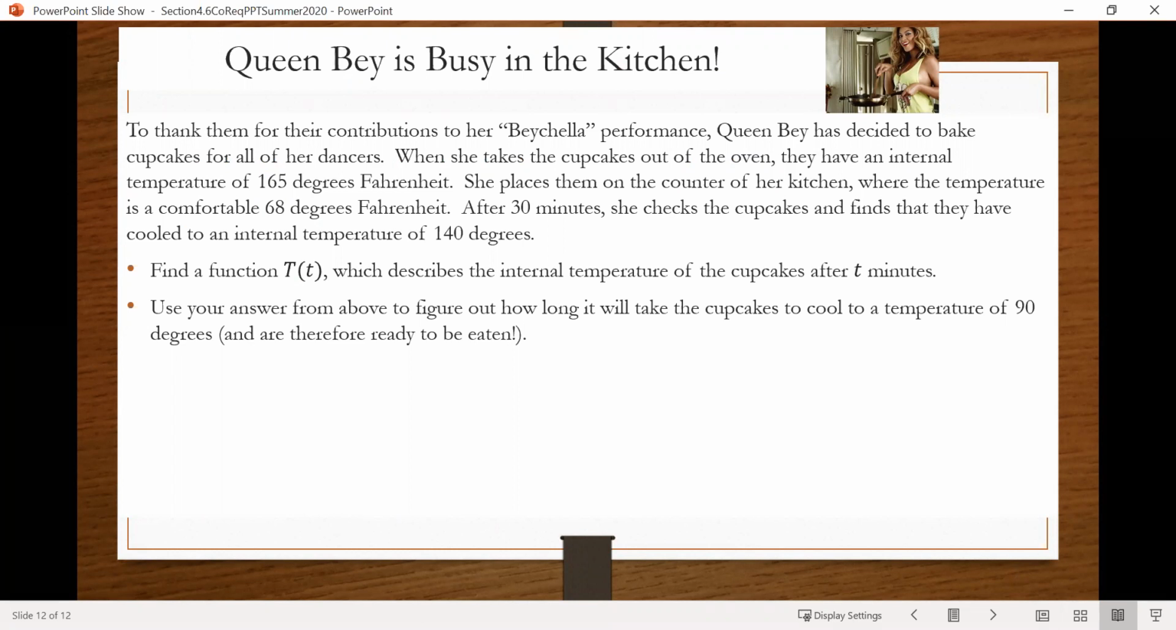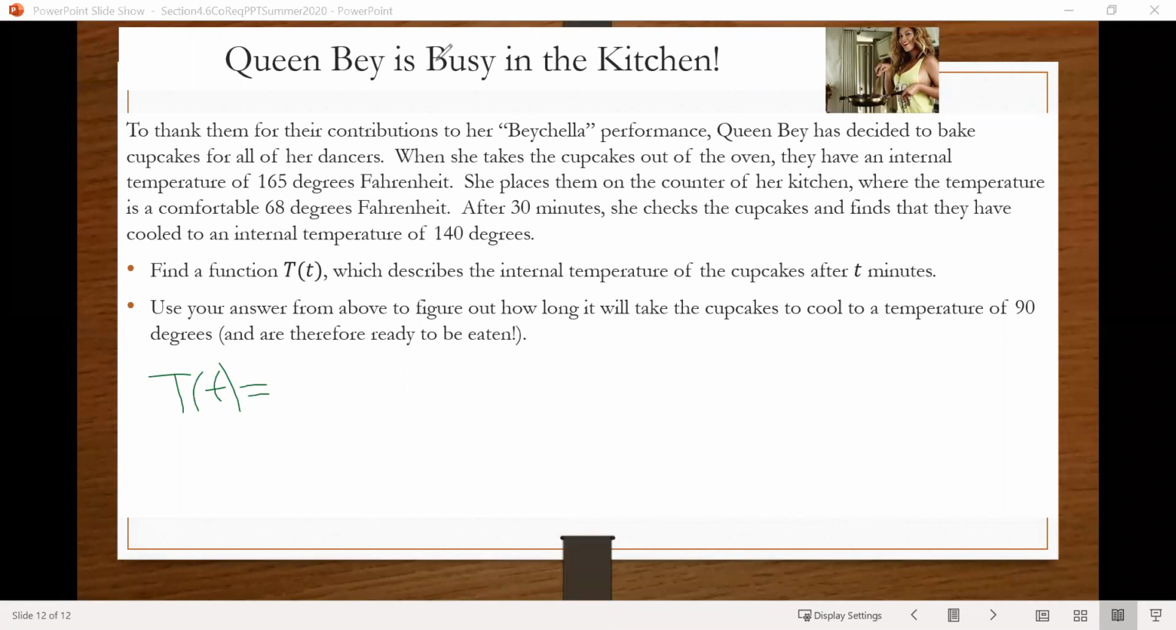When she takes the cupcakes out of the oven, they have an internal temperature of 165 degrees Fahrenheit. She places them on the counter of her kitchen, where the temperature is a comfortable 68 degrees Fahrenheit. And then after 30 minutes, she checks the cupcakes and finds that they have cooled to an internal temperature of 140 degrees. Okay, and so what we're supposed to do first is find the formula for that function T of t.